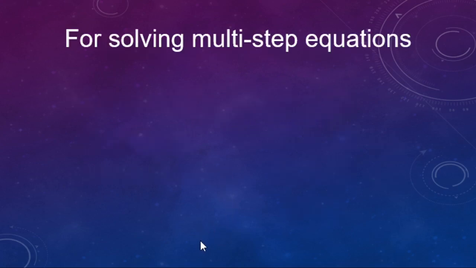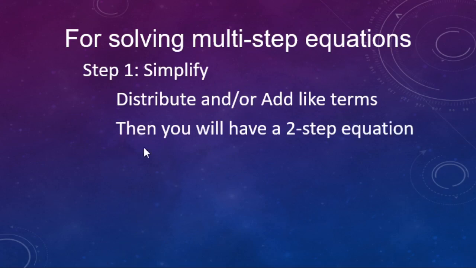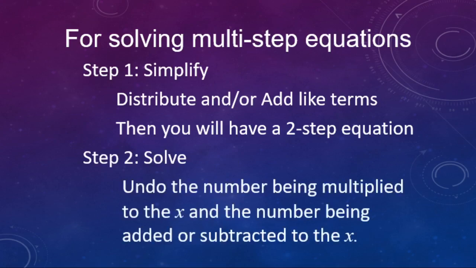All right, so when we're solving these multi-step equations, we start out by simplifying. In the two examples we did, that was either distributing or adding like terms. On some, you'll have to do both. On some, one or the other. And then from there, you'll have a two-step equation that you're going to solve just like we did on that very first example. So we're going to undo the number being multiplied to the x, and we're going to undo the number that's being added or subtracted to the x. And that's all there is to it. After you've got it down, it normally goes pretty straightforward.